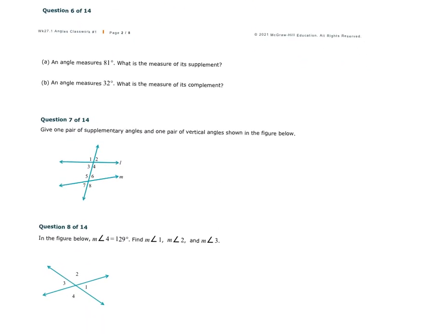Number 6, an angle measures 81 degrees. What is the measure of its supplement? Remember, two angles will be supplementary if they form a straight line. So if they make 180 degrees total. Well, so far we know one is 81. We have to figure out the other one. So 180 minus 81 gives you 99 degrees.